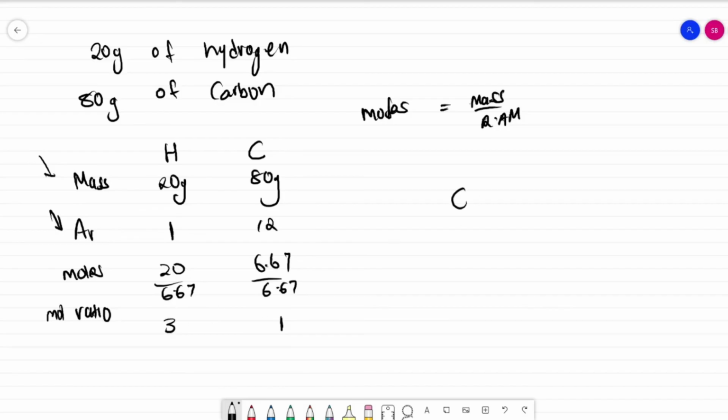So the final answer will be CH3. That will be the answer of the empirical formula. Okay, that is how we find the empirical formula. Okay, it's as simple as that.